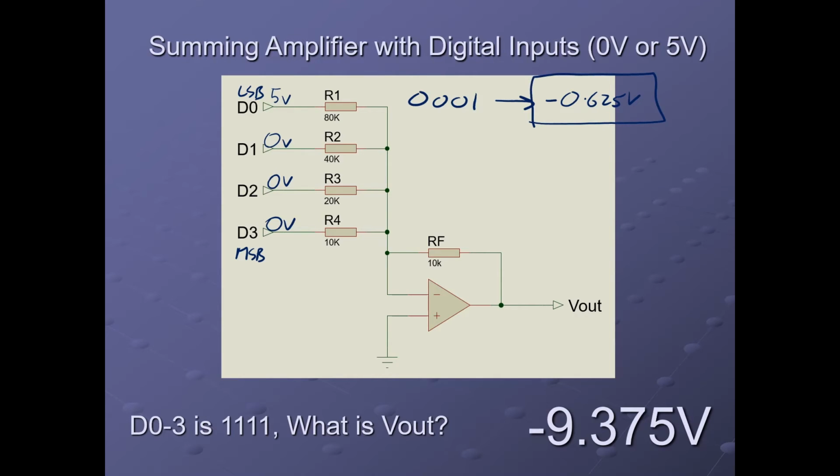It's what the output would be if only the least significant bit was high, and that's also called the resolution. That's an important part of analog to digital converters and digital to analog converters. This is a digital to analog. The resolution is important. So this can resolve down to 0.625 volts. The smallest step size is 0.625 volts. That's the resolution.